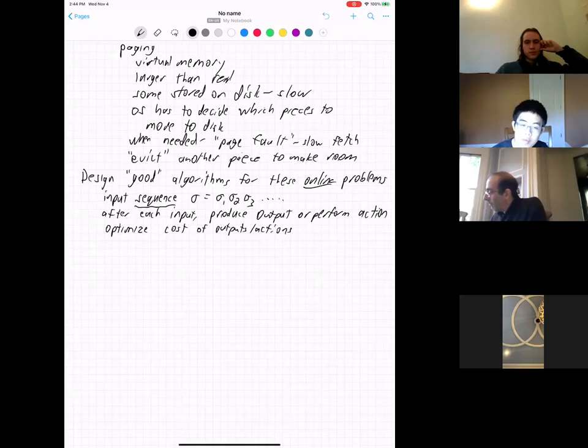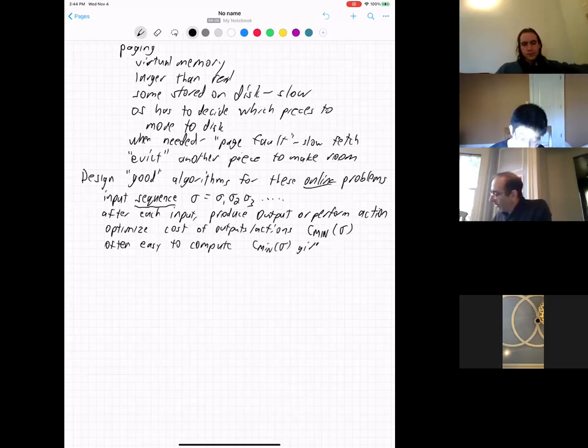Okay. And I'll refer to that optimal value as C sub min of the sequence sigma. And it's often easy to compute C min of sigma, given the whole sequence. But we have to act after each symbol. And so we can't plan against the entire sequence. Okay.